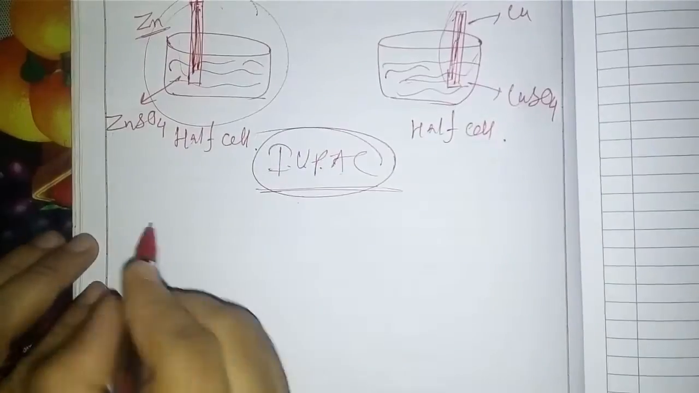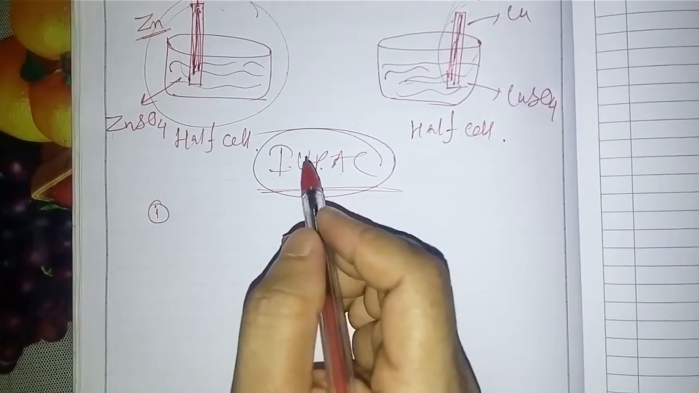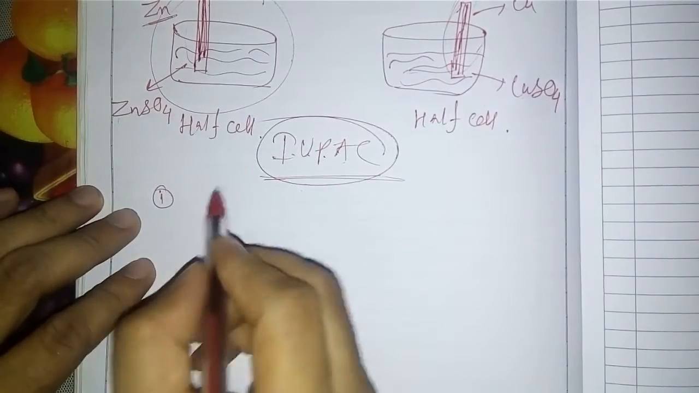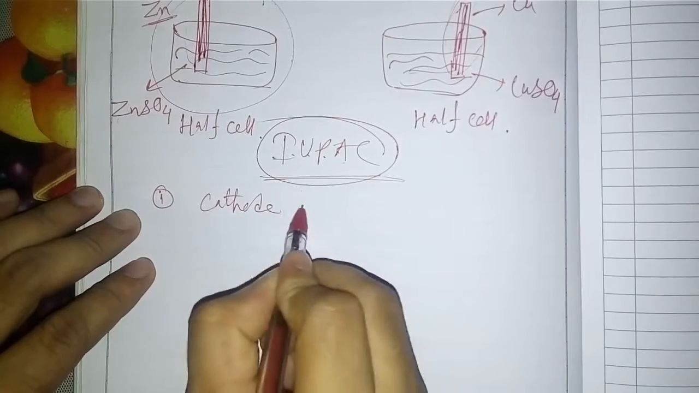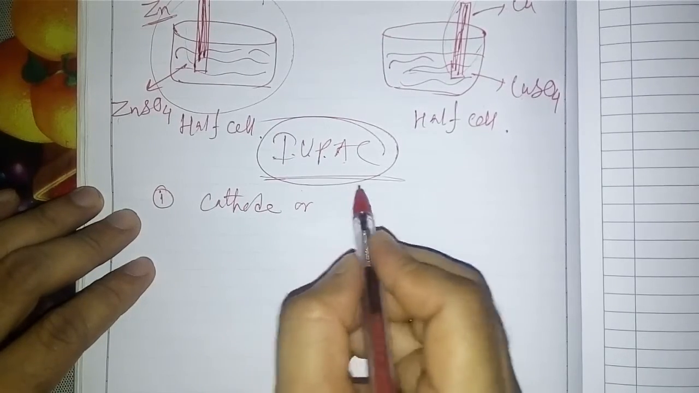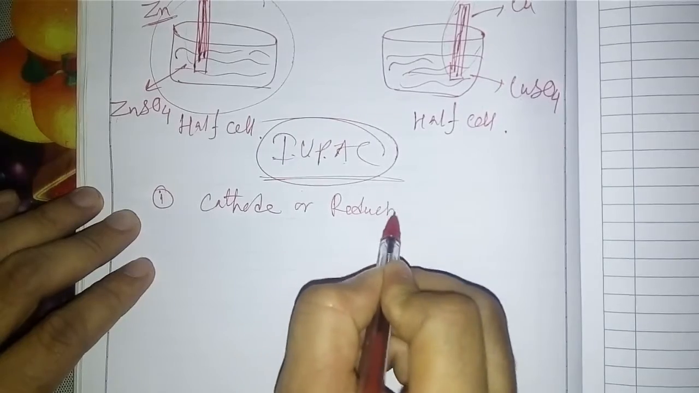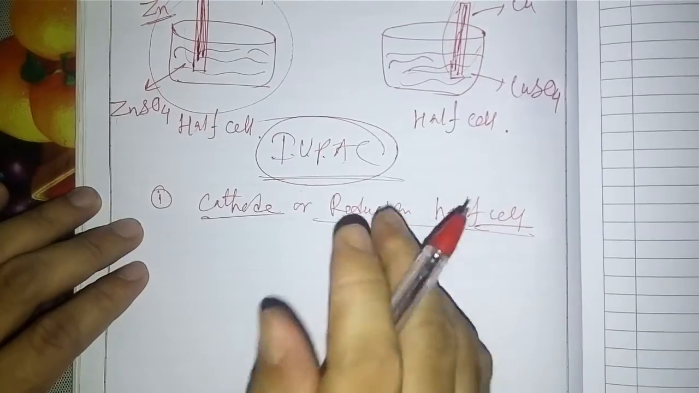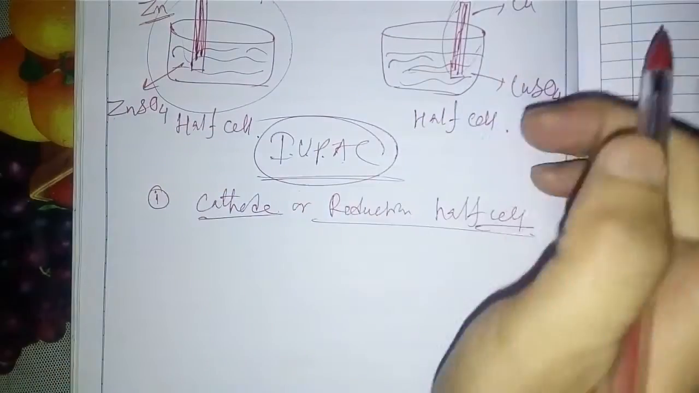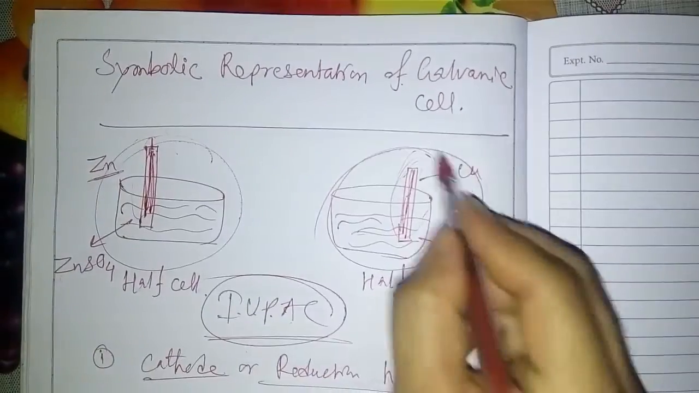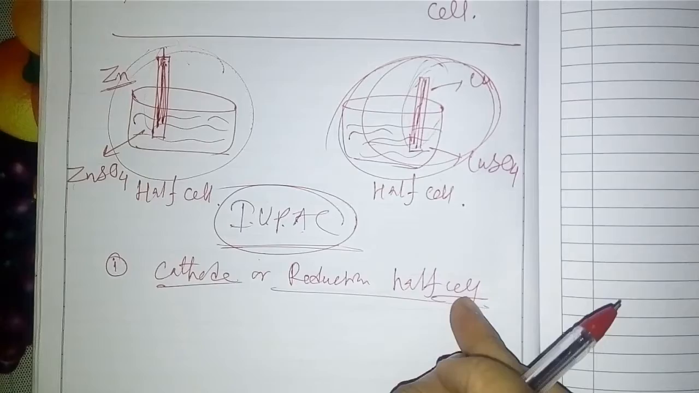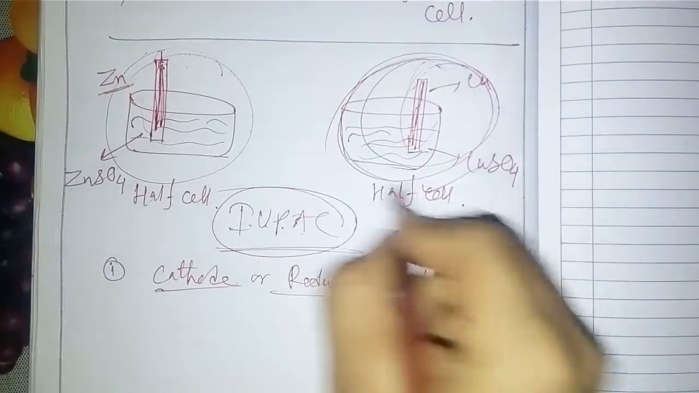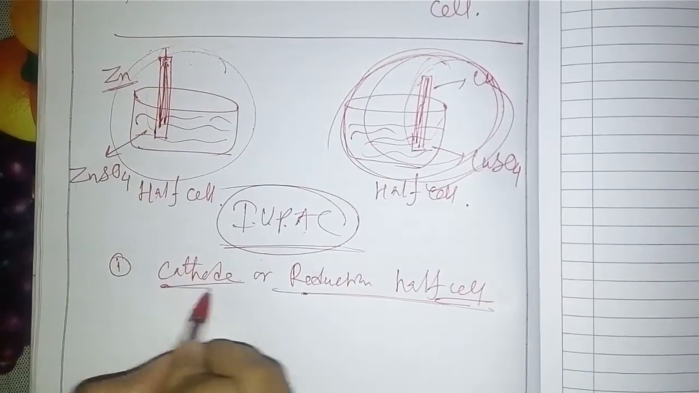So the first point is: the cell is represented by writing the cathode, or reduction half cell, on the right hand side, that means this side. Which side is the cathode or reduction half cell lying? This side, the right hand side. This is the reduction half cell, or cathode.